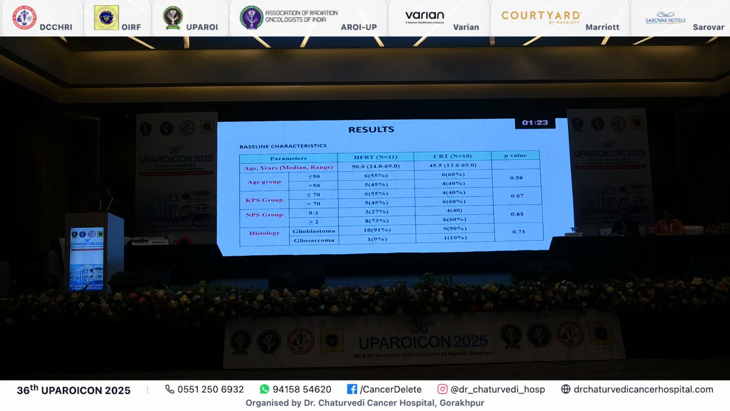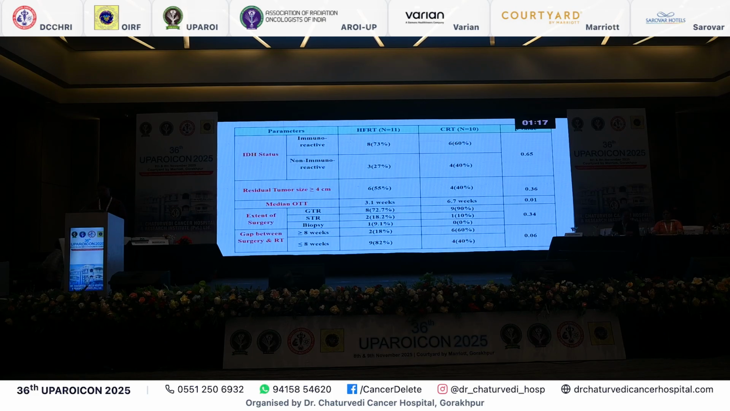method. When we come to the results, almost all the baseline characteristics were equally balanced between our study arm and the control arm. However, the residual tumor size more than or equal to 4 cm was slightly higher in the HFRT arm. Also, we can see that an established risk factor, that is the gap between the surgery and RT, slightly favored HFRT arm, trending towards significance.